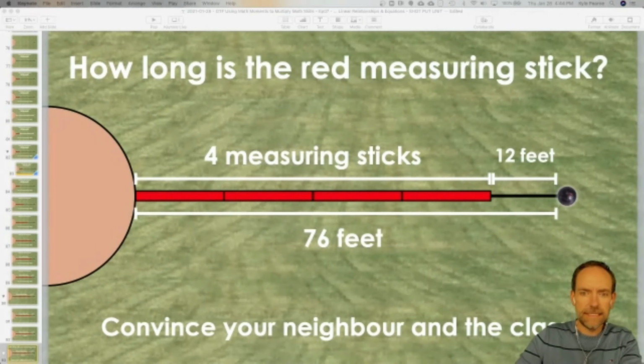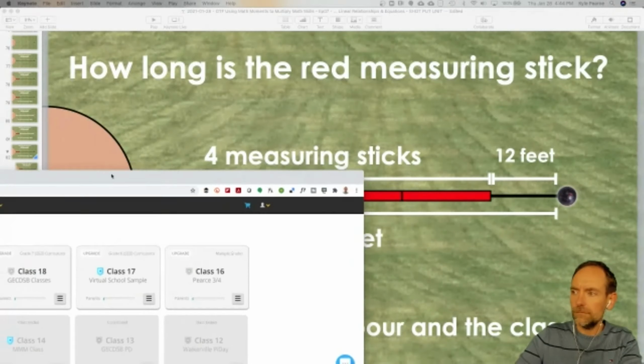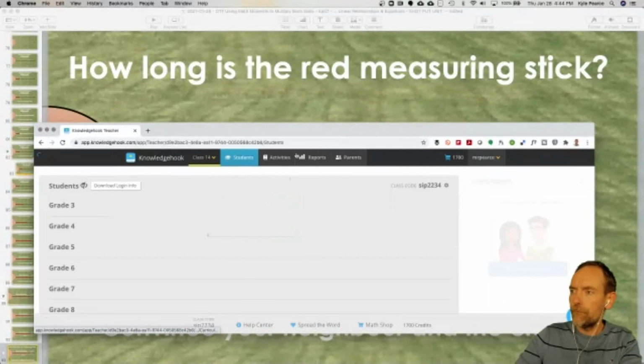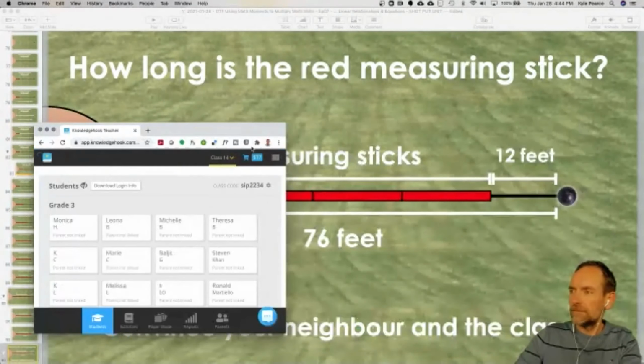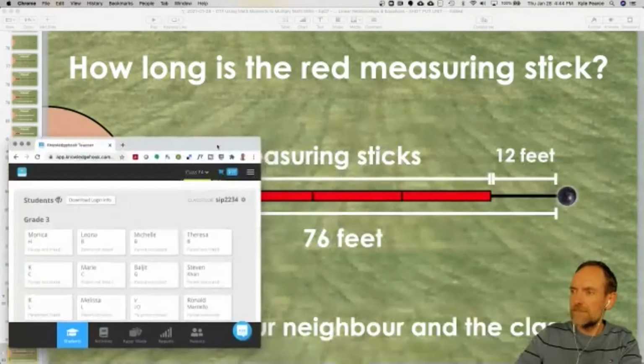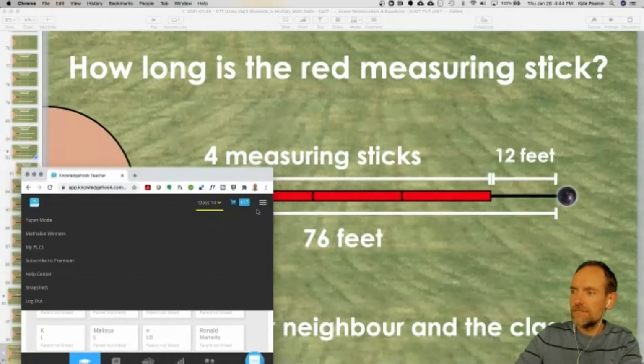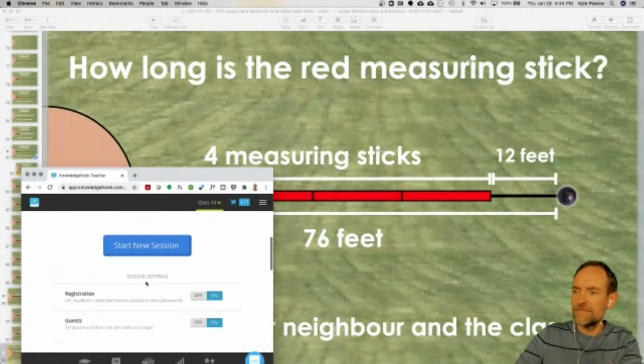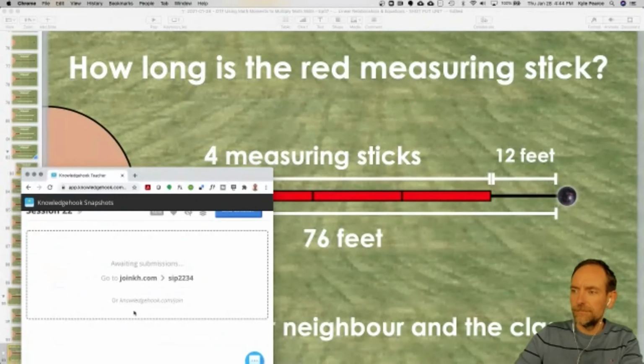So hold off on your answers in the chat. Kyle's going to show you how to submit your answers. And the nice thing about using this snapshot tool that we've used, I think, on every one of our episodes, and I use it daily with my students, is that it allows a kid to submit their answer by taking their picture, right? They're thinking. You get to see that thinking instead of a text-based answer, for one.